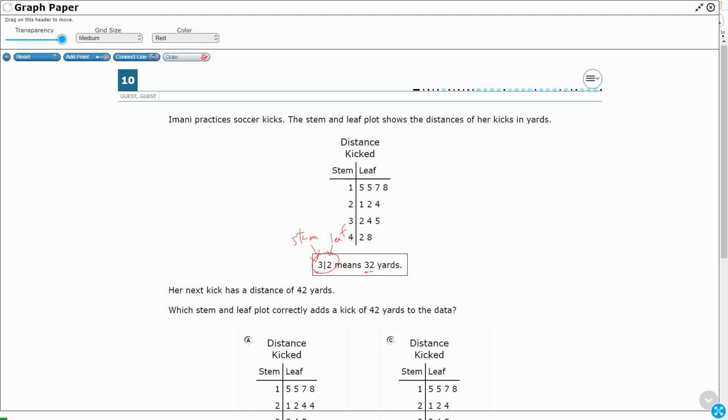Stem and leaf plots can go to the hundreds place. Some stem and leaf plots in 5th grade start getting into decimals, but in this case it's just basic place value. That's the tens place, and that's the ones place. So let's go ahead and list out these values so we see what we're dealing with here.